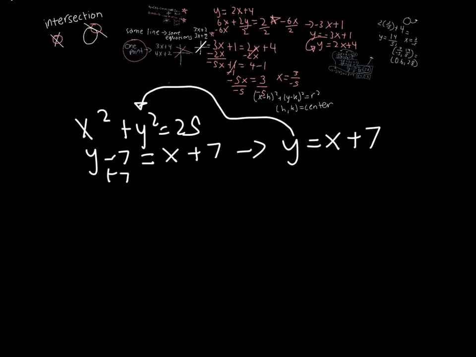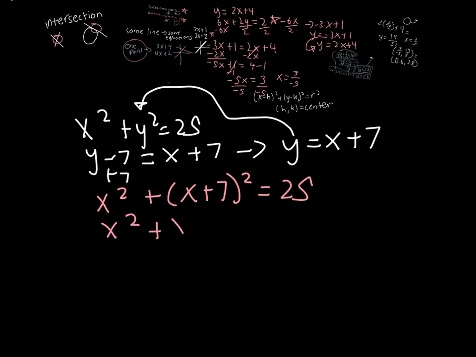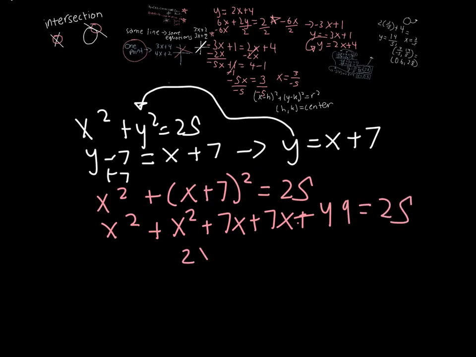So what it will look like is x squared plus (x plus 7) squared is equal to 25, and then you solve. So you expand this out: x squared plus 7x plus 7x plus 49 is equal to 25, and then you combine like terms and you get 2x squared plus 14x plus 49 equals 25. And using this, you can factor this out.